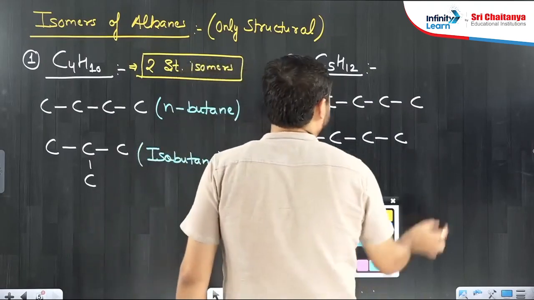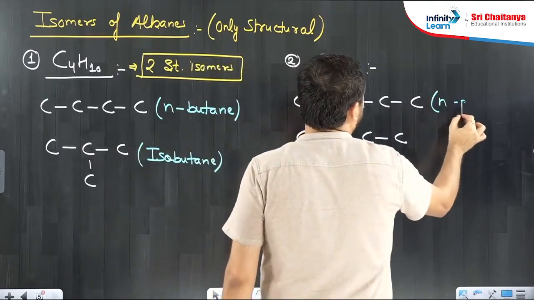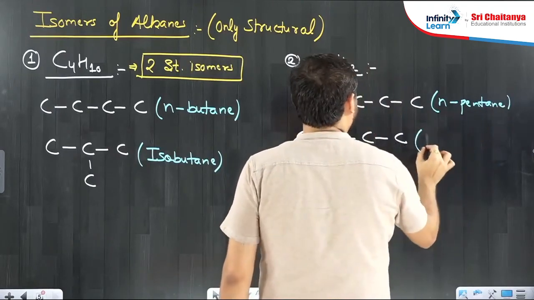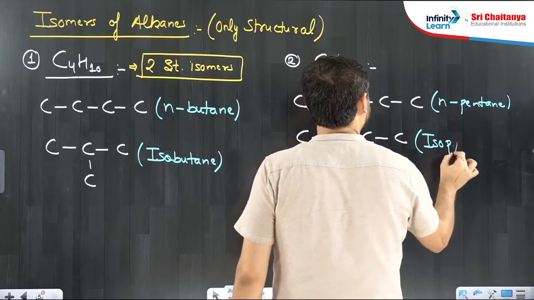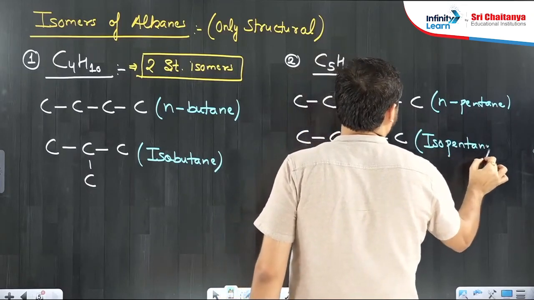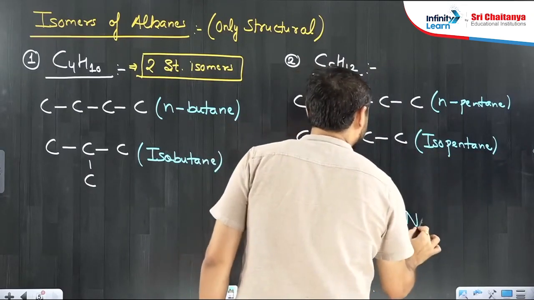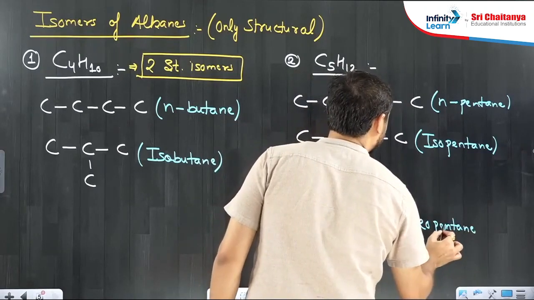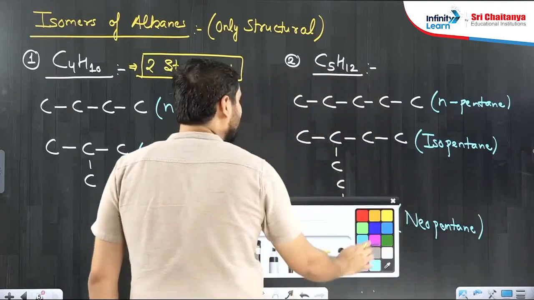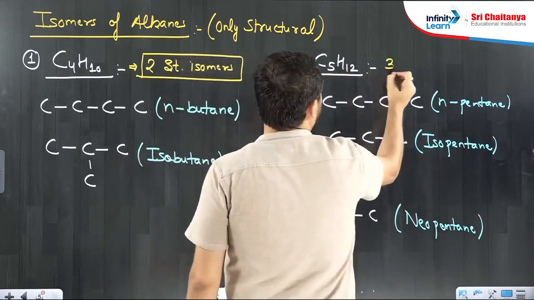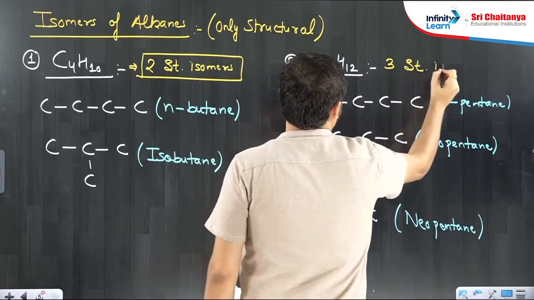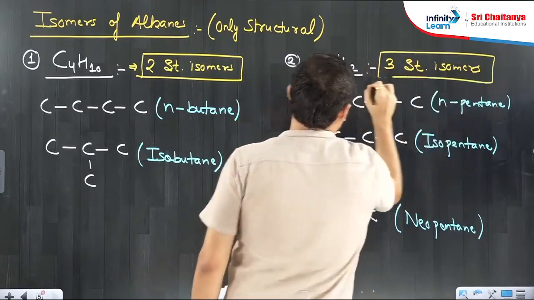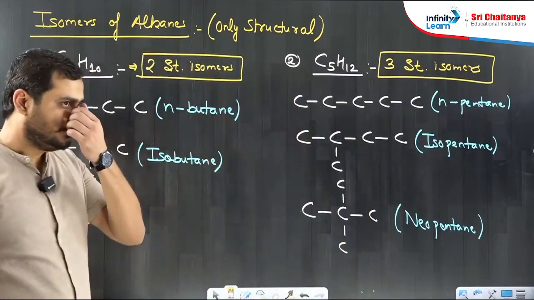So what is the name of the first one? This is called normal pentane. Second is called isopentane, and third is called neopentane. These are common names for the structures. So how many isomers are possible for C5H12? 3 structural isomers are possible for C5H12.